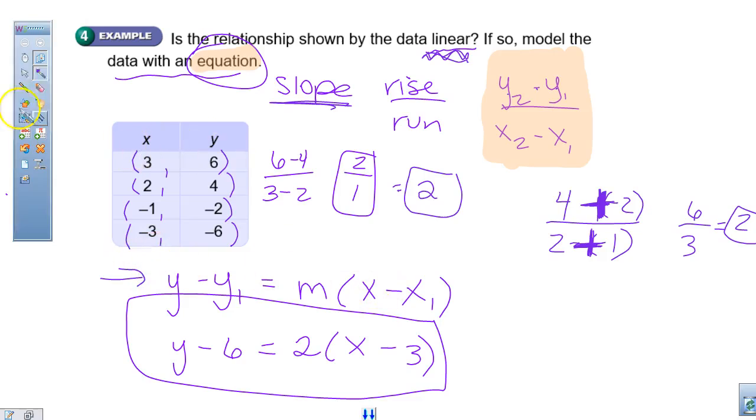For my example, I chose to use this first point right here. You can use any of those 4 points. So instead of y minus y1, I did y minus 6 equals m is 2 times the quantity x minus x1 was 3. So this is my equation in point slope form.